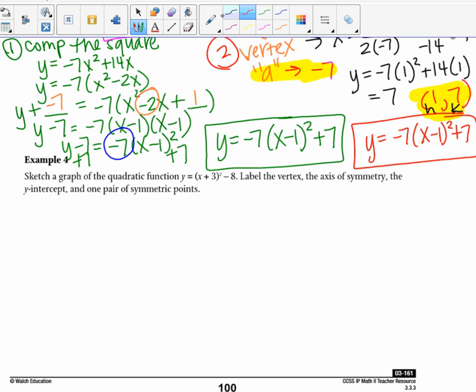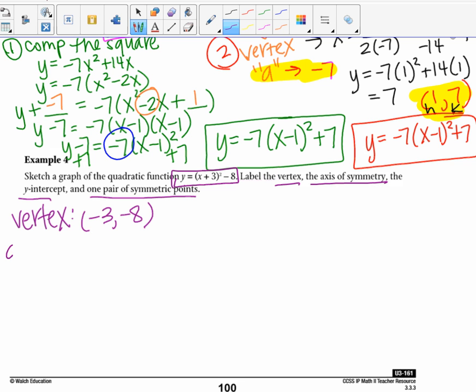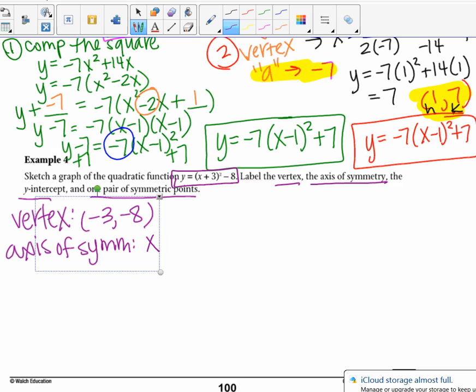This is in vertex form, you guys. This is old news. You know how to do this. It says label the vertex, the axis of symmetry, the y-intercept, and one pair of symmetric points. So my vertex here, well, I can just pull h, k because it's in vertex form. So my vertex is at -3, -8, which means my axis of symmetry is x equals -3. Okay.